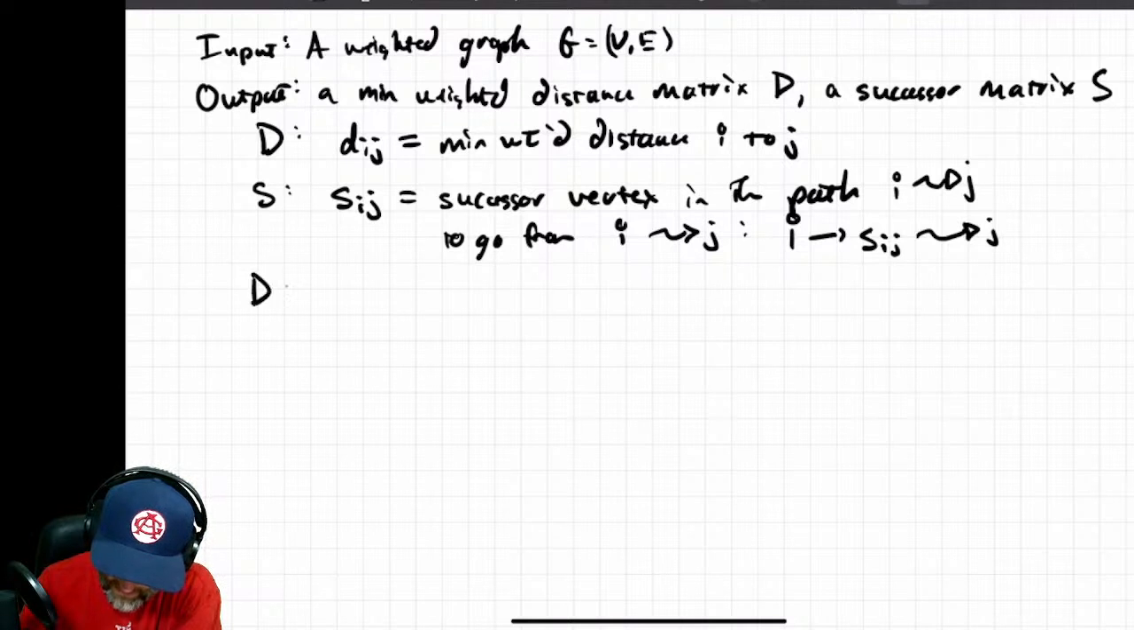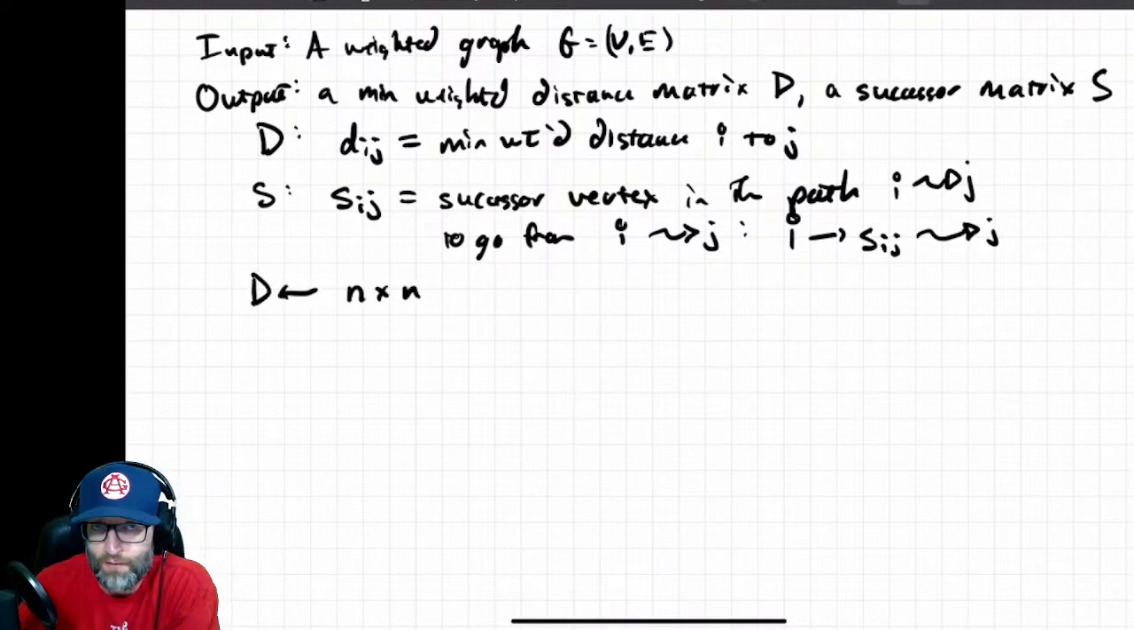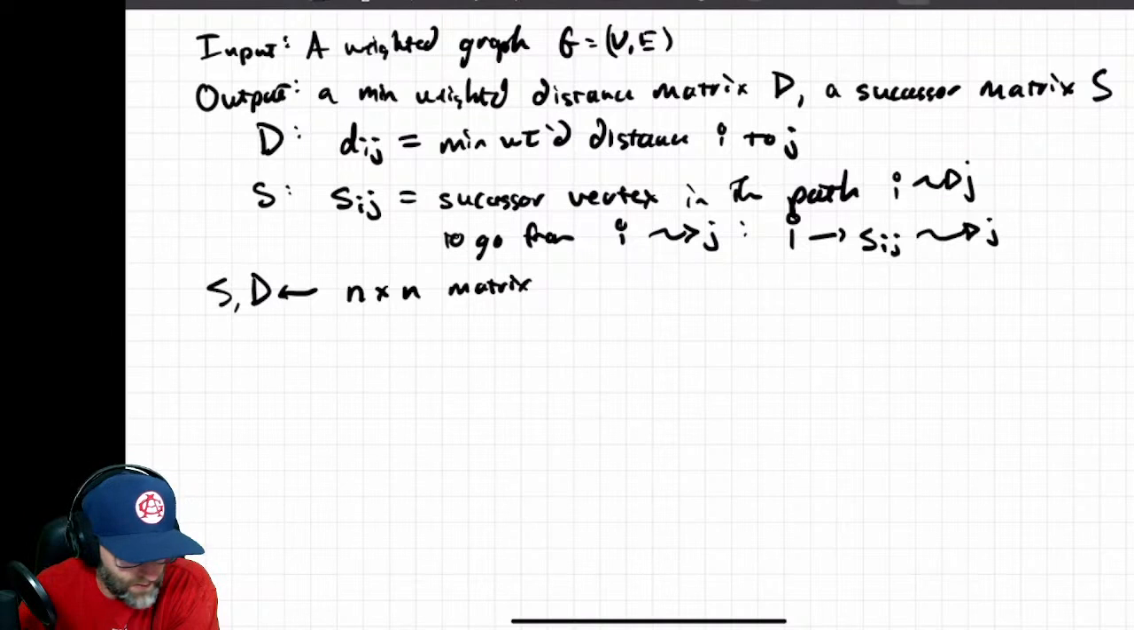So D is going to be initialized to an n by n integer matrix, or you can have fractional weights, so it's just going to be an n by n matrix. Similar for S, right? So S and D are both n by n matrices. Now let's go ahead and do the initialization here.